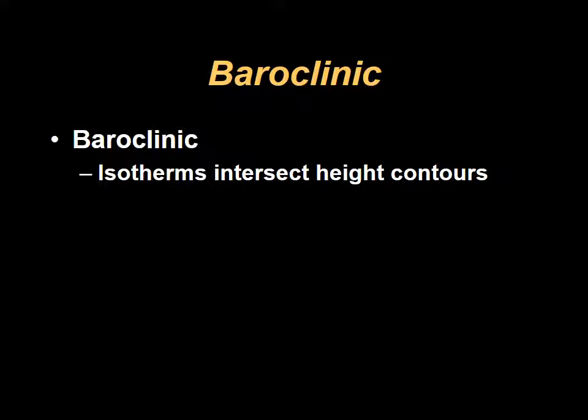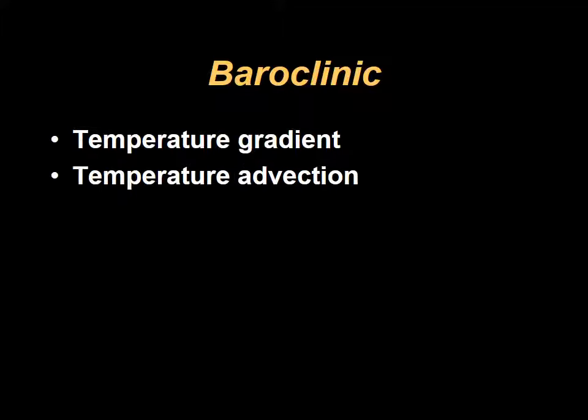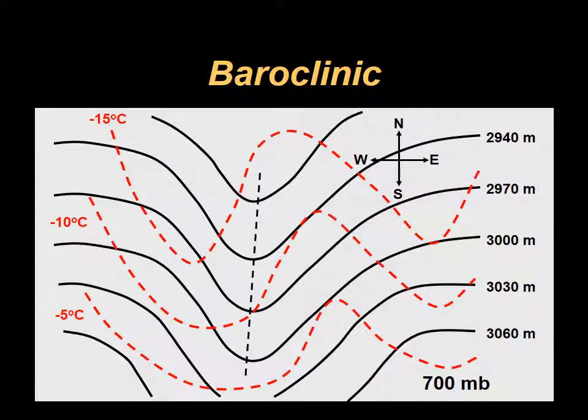So a baroclinic system is one where there's temperature advection, where isotherms intersect height contours on a constant pressure chart. So of course you've got a temperature gradient, and that temperature gradient causes a thermal wind in the upper levels of the atmosphere. You get stronger winds, and you have temperature advection. And with temperature advection, you have jet streaks.